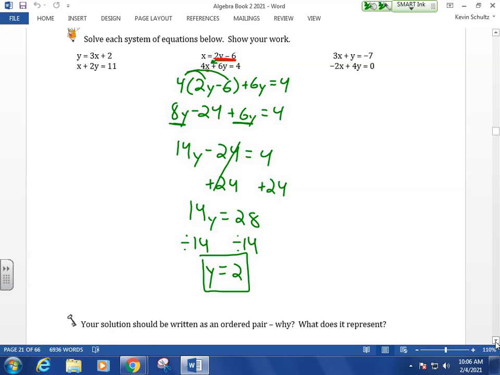Did I lose anybody? How do we get x? How do we get x? Drew? Y into the top equation. Right. Remember that top equation there, that x equals 2y minus 6? If we now know what y is, 2, then we can rewrite this equation right here to read x equals 2 times 2, replace the y with the 2, minus 6, which gives us what? Negative 2.